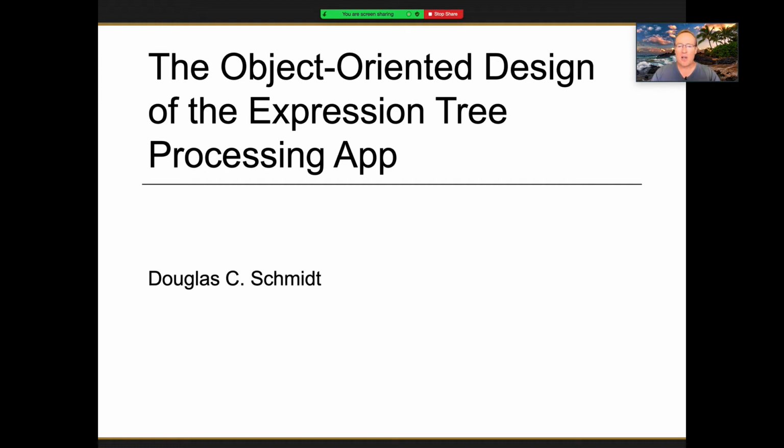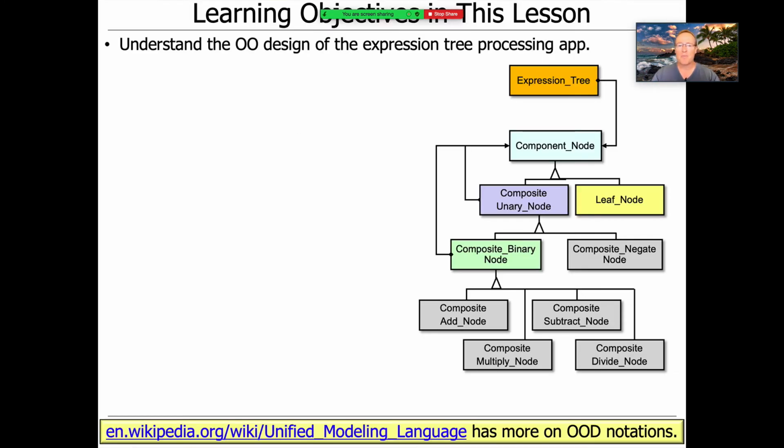So the next topic we're going to talk about is, we're going to go through quickly the object-oriented design of our expression tree processing app. And the purpose of this, again, is to give you the big picture view of what we're doing from a design perspective. We're also going to try to focus on what design is relative to implementation, because those are two sides of the same coin, but they're different sides. And that will then lead us to the next topic, which is the topic about patterns.